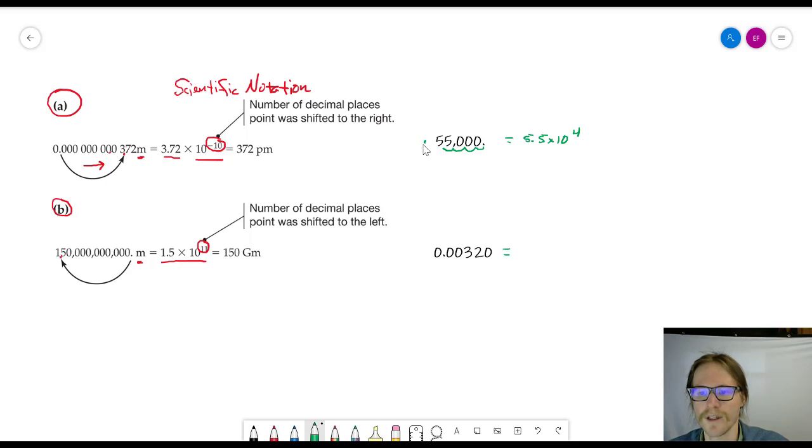Do the same here in the opposite direction, so 1, 2, 3 gives us 3.20 times 10 to the minus 3. Notice that I kept this 0 in both because that 0 is important. We'll talk a little bit more about that when we get to significant digits here in a second.